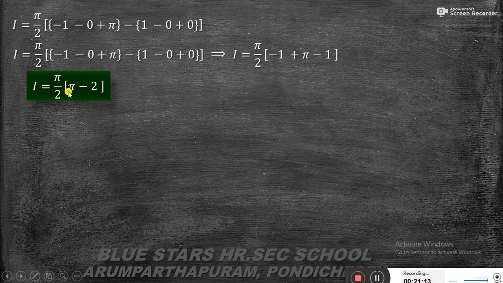That means integral 0 to pi x sin x by 1 plus sin x into dx equal to pi by 2 into pi minus 2. This is the answer.